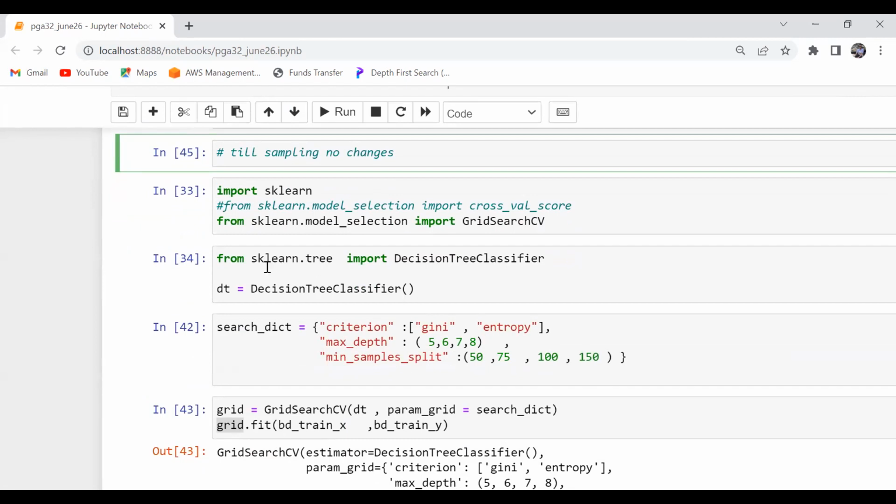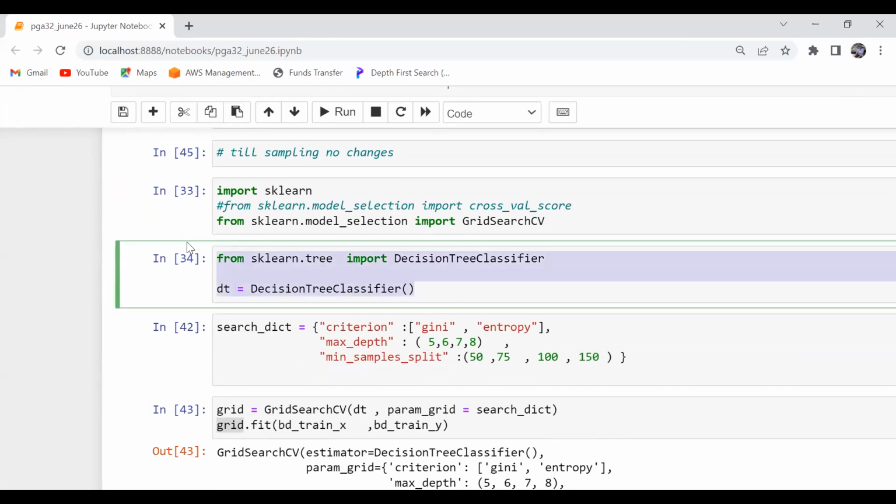Can I say line number 34 is automatically self-explanatory? जैसे decision tree build करते हैं, no changes. But now my aim is which parameter within that decision tree. Remember, I have taken criteria as Gini entropy, maximum depth.